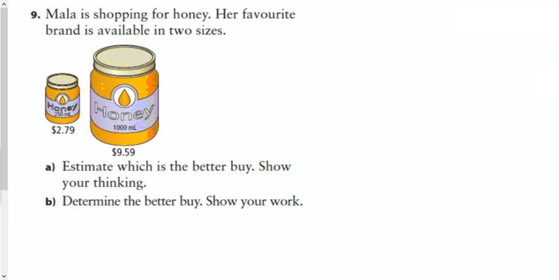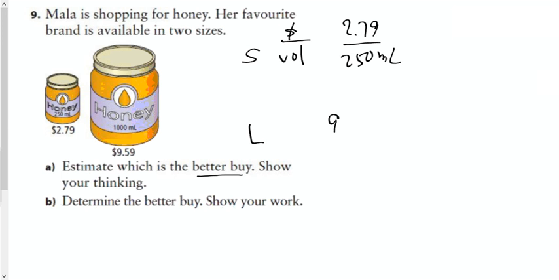Excellent. So what we need to do here is determine which is the better buy. And in order to do that, we need to create unit rates in the same second term unit. So if I put the small and the large, and I'm going to put the typical dollar to volume, $2.79 to 250 mils. And for the large, it's $9.59 for 1,000 mils. Now remember, as long as we're examining both jars in the same size container, we can compare them.